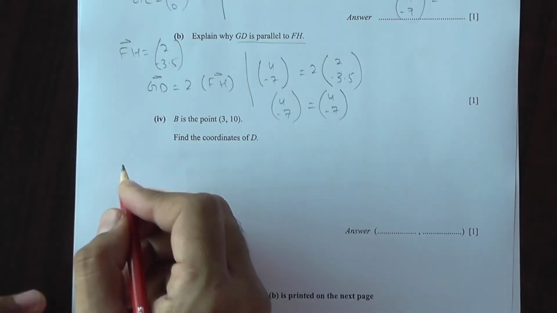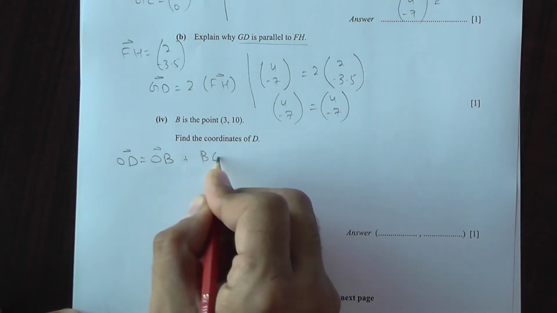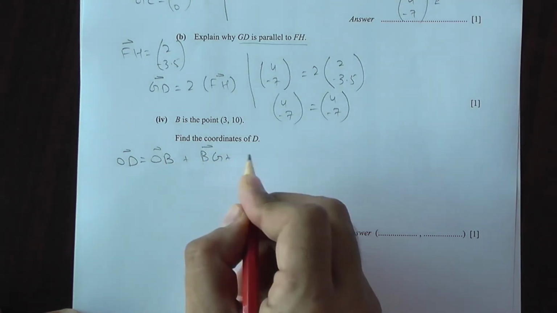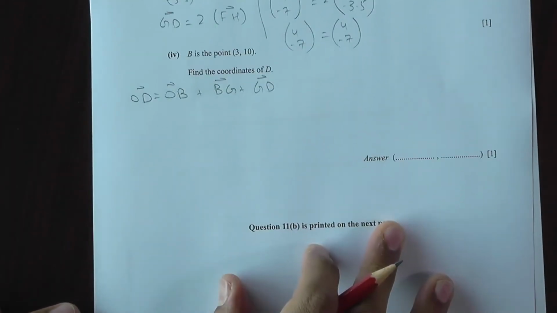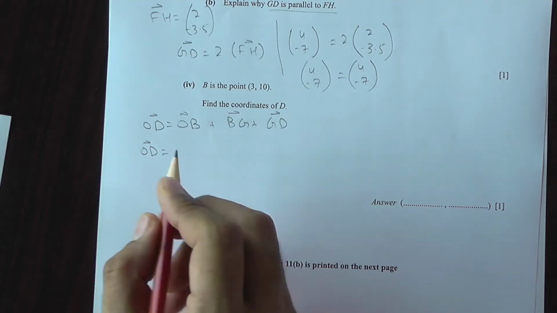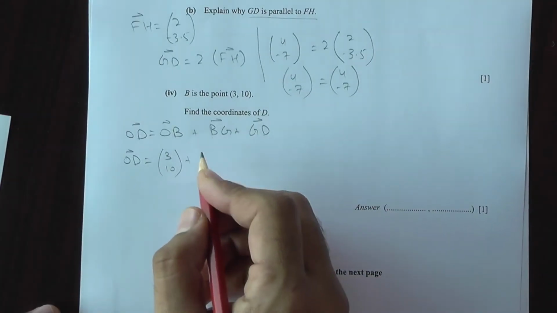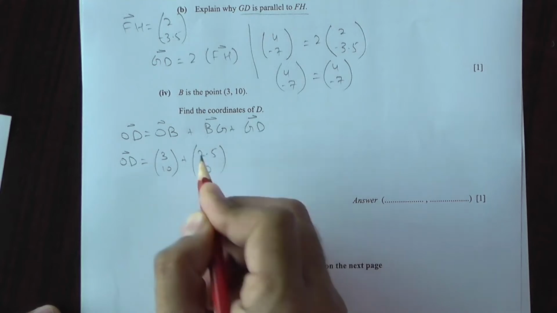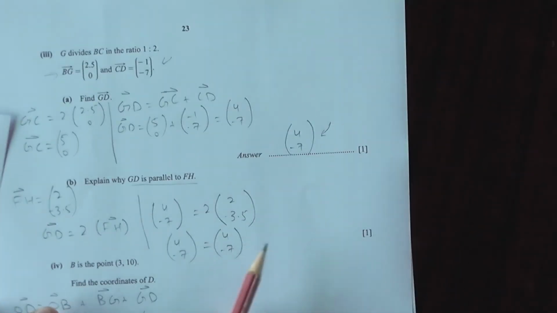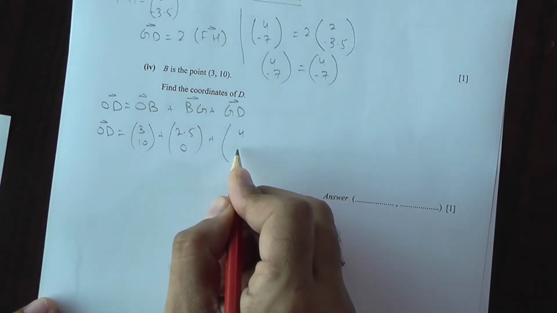First of all, let's have a look at what we have. The coordinates of OD are simply equal to OB, the coordinates, plus BG, which is given to us in the previous question, plus GD, which we just found out. So if we do this further, OD becomes OB. OB has the values 3 and 10, and BG, which is given to us in the same question over here, has 2.5 and 0, so you add 2.5 and 0, and then lastly you find GD. GD we just found was this, so we add this to our value over here. So we have 4 and we have negative 7.